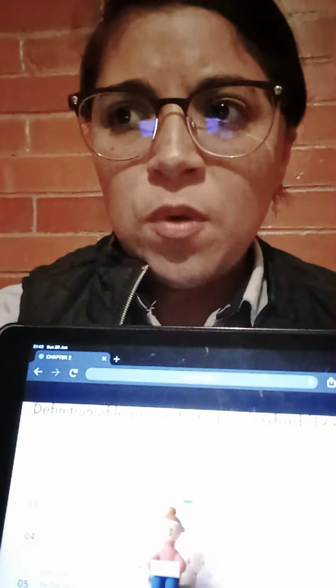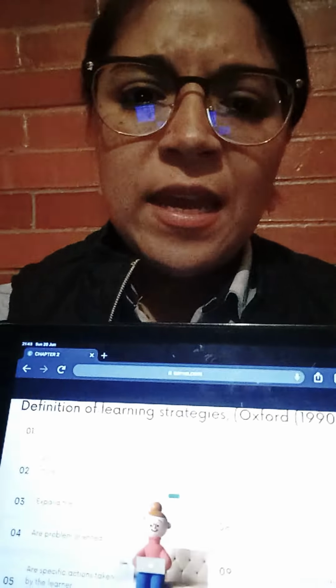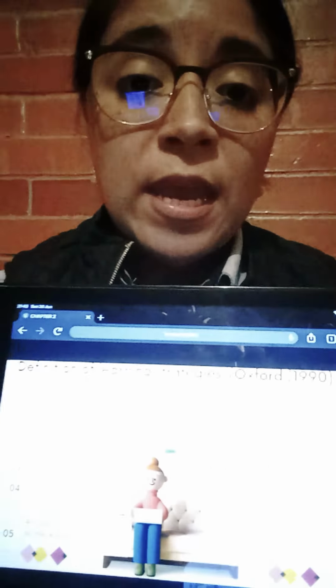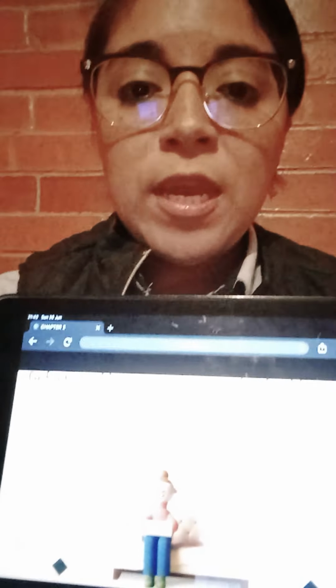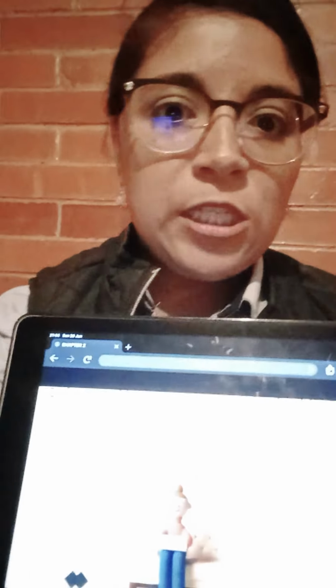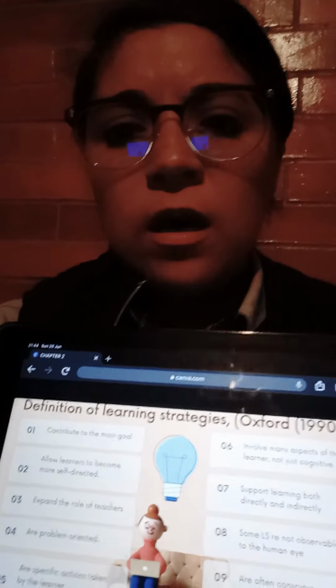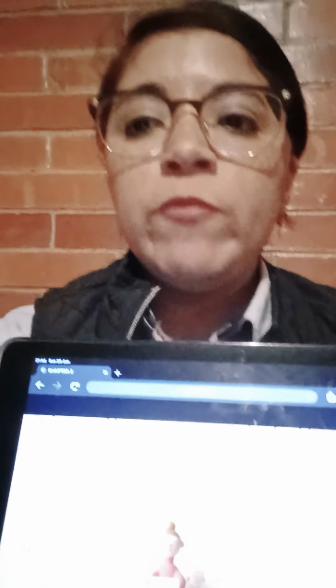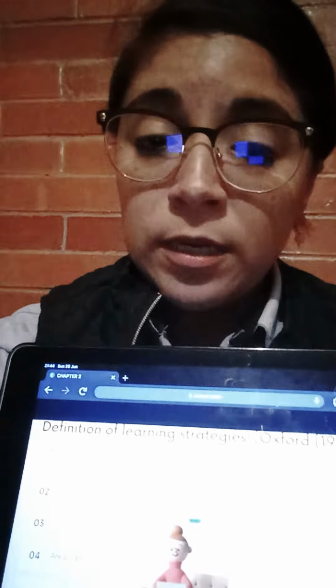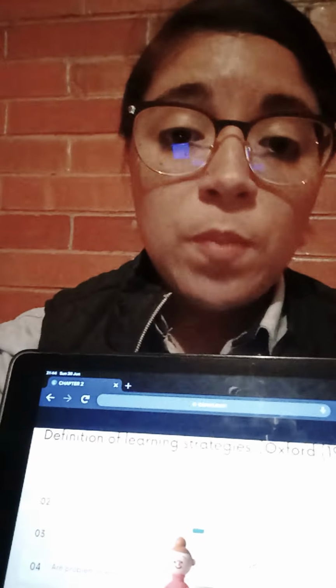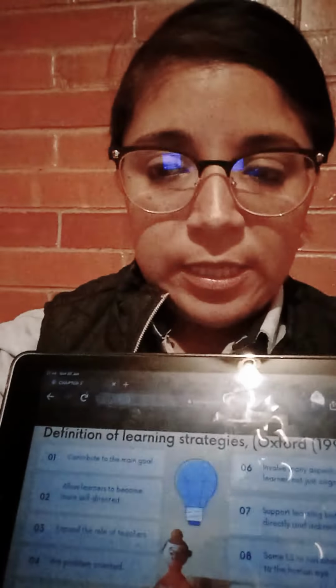Can we just memorize, reproduce? Okay, maybe, but then we can play, we can interact. Maybe we can make, I don't know, infographics. Maybe we can do presentations. What things can we do to learn? Involve many aspects of the learner, not just cognitive. Support learning both directly and indirectly.